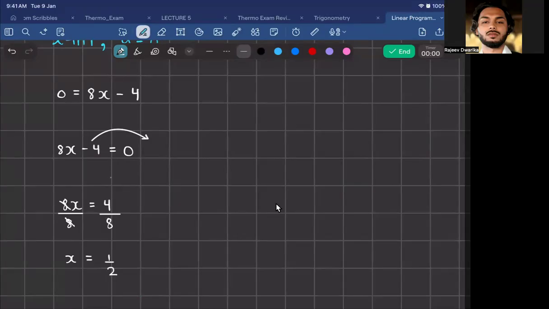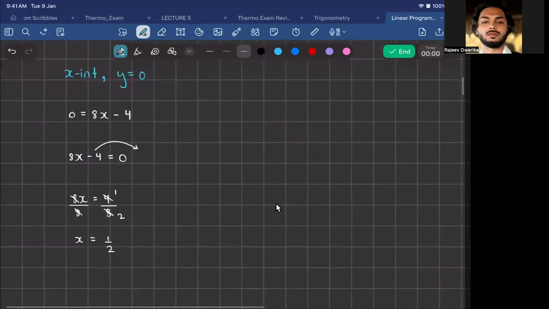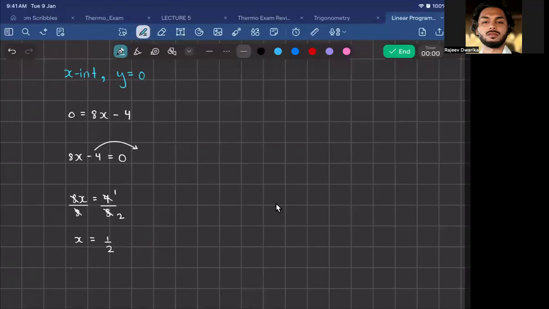And if you wanted to do the long way, watch. 4 could go into 4 one time, and 4 could go into 8 2 times, or a half. But if you look at it, 4 is a half of 8. So x is just equal to a half. Tell me if you understand that. Yes, sir. So what would the point be? x first, a half, then y. 1 over 2, comma 0.